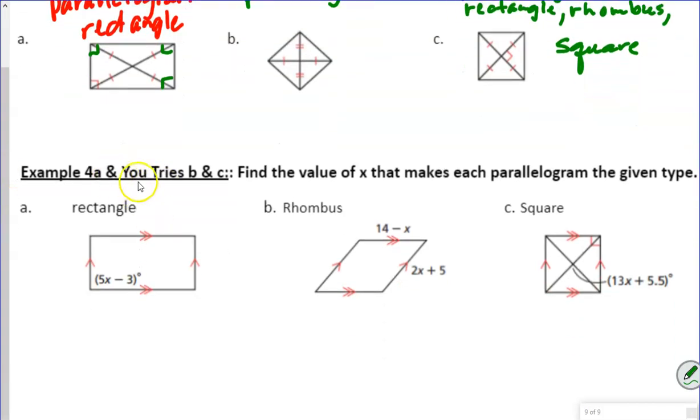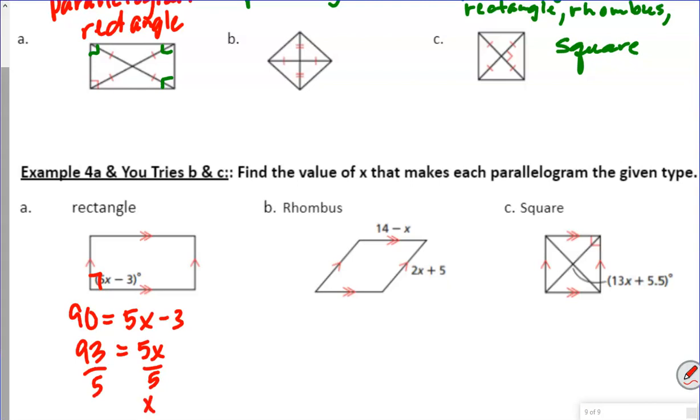Okay, so then example 4a, you tries B and C. It says find the value of x that makes each parallelogram the given type. So what kind of angle would we have down here in this bottom left? This is a rectangle, when we have a right angle. So we're going to say 90 is equal to 5x minus 3. We're going to add 3 to both sides. So that's 93 is equal to 5x. We're going to divide both sides by 5. So x is going to be equal to 18.6. Okay? You guys go ahead and do B and C and come back to me when you're done.